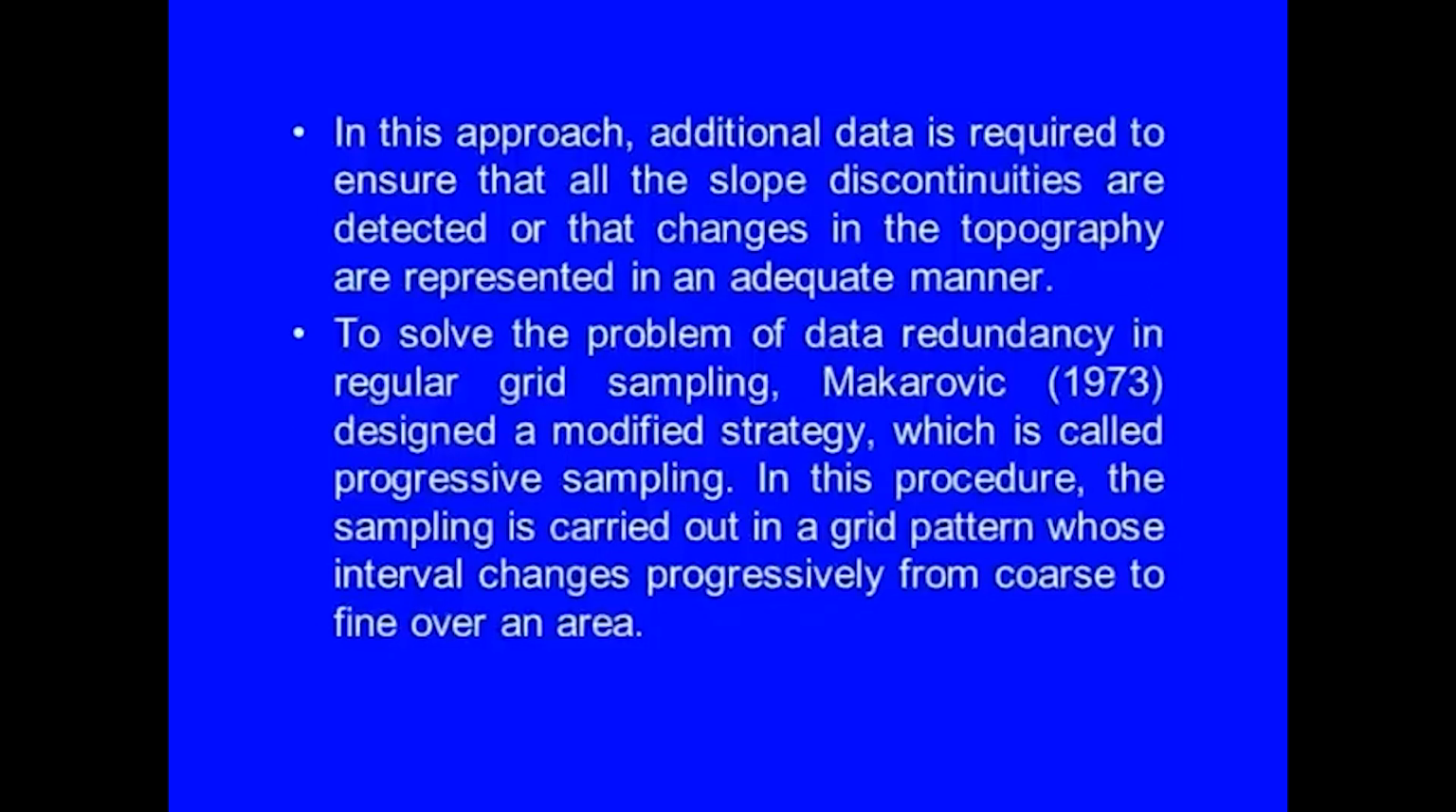To solve the problem of data redundancy in regular grid sampling, Makarovic designed a modified strategy which is called the progressive sampling. In this procedure, the sampling is carried out in a grid pattern whose interval changes progressively from coarse to fine over an area.